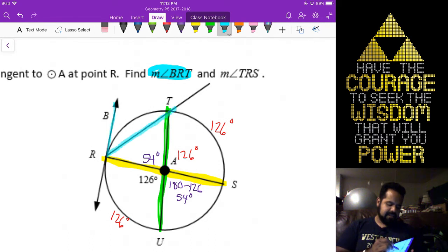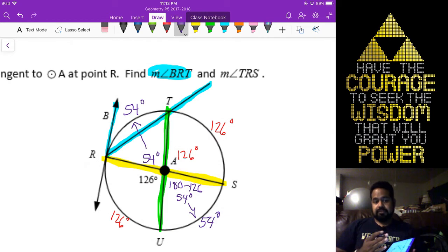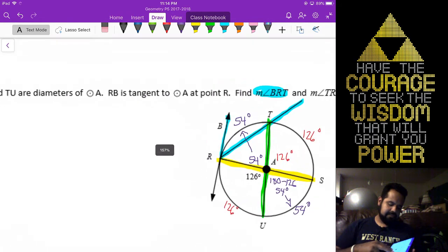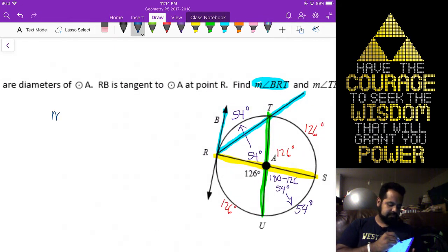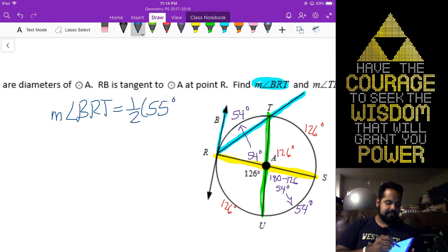All right. So now, again, our original mission was to find angle BRT. So we need to find this angle. We'll notice that the 54 degrees from the central angle goes to that arc. Likewise, this 54 degrees goes here. So the measure of angle BRT is going to equal 1/2 of 55 degrees.